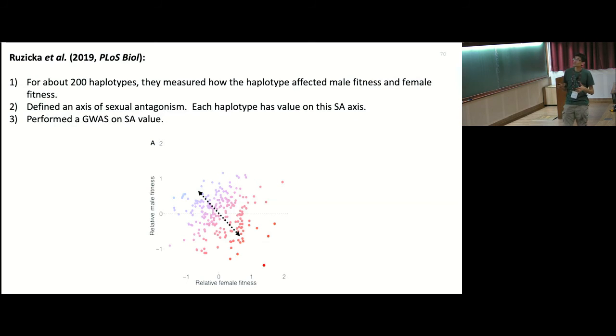And so they did that: they would take haplotype 1 and make a bunch of individuals from their source population. So they can look at the average effect of this haplotype on fitness when it's in a male and fitness when it's in a female. So they can characterize each of these 200 haplotypes with respect to male fitness and female fitness.